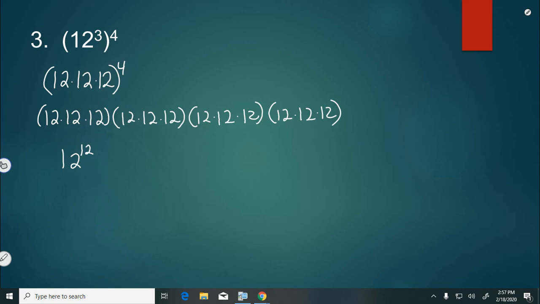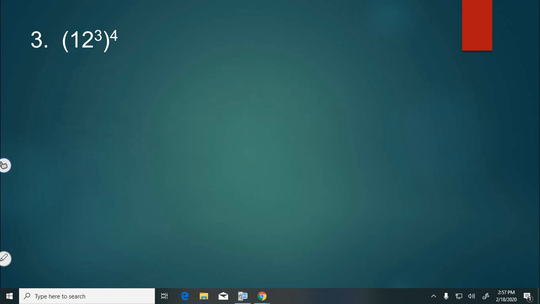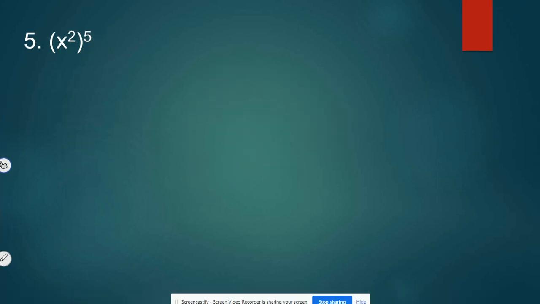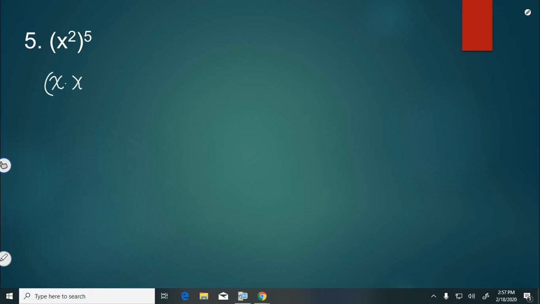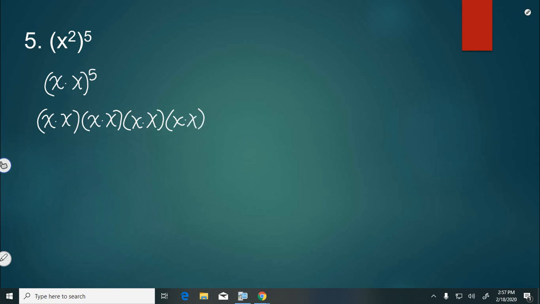Sounds silly, but maybe you're seeing where I'm coming up with these numbers. Let's try another one. Number 5. So now we've got variables. That's okay. So this says x squared to the fifth. So it's x times x to the fifth, which is x times x times x times x times x times x times x times x times x. So that's 2, 4, 6, 8, 10 x's. So I can rewrite it as x to the 10th. So hopefully you're seeing an easier way to find these without having to write all that out.